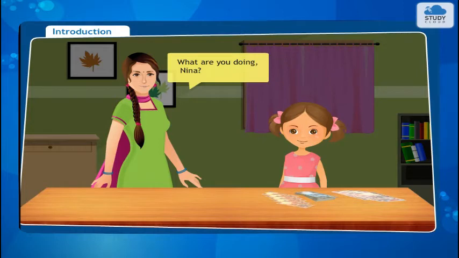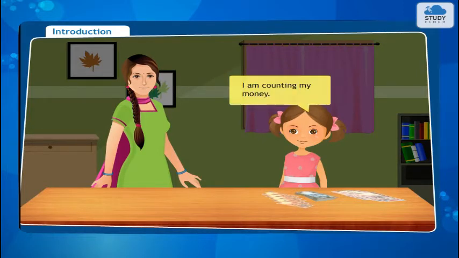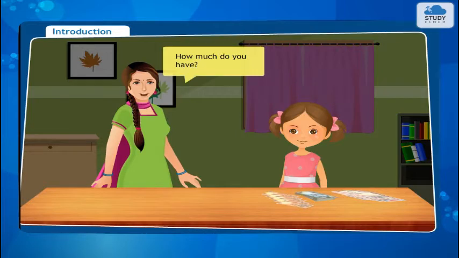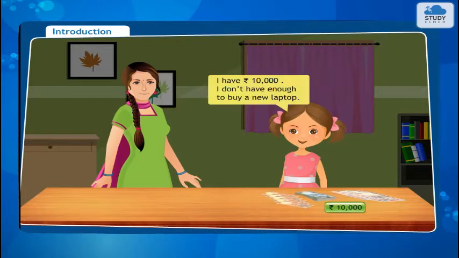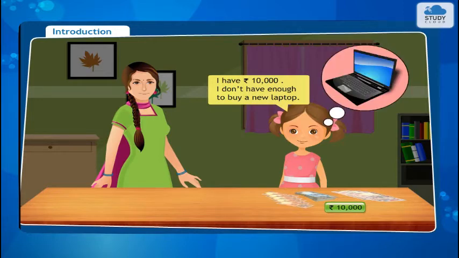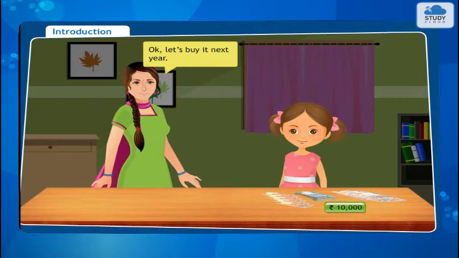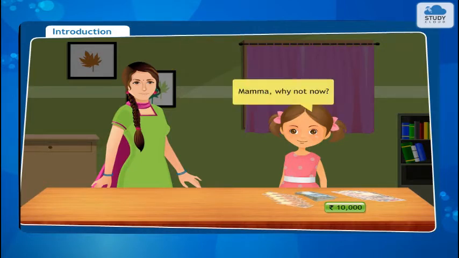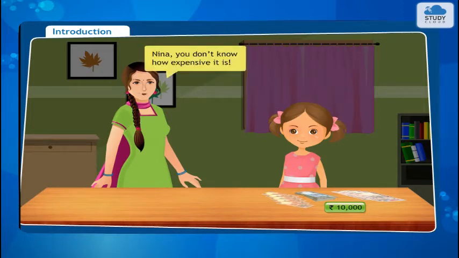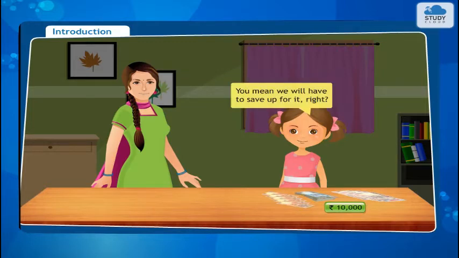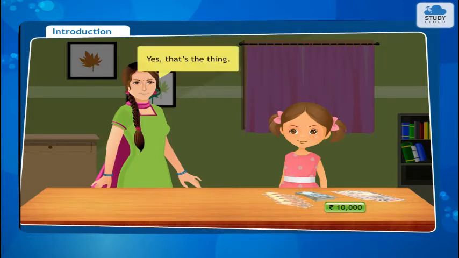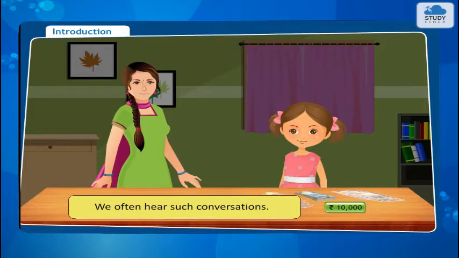What are you doing, Nina? I'm counting my money. How much do you have? I have 10,000 rupees. I don't have enough to buy a new laptop. Okay, let's buy it next year. Mama, why not now? Nina, you don't know how expensive it is. You mean we will have to save up for it, right? Yes, that's the thing. We often hear such conversations.